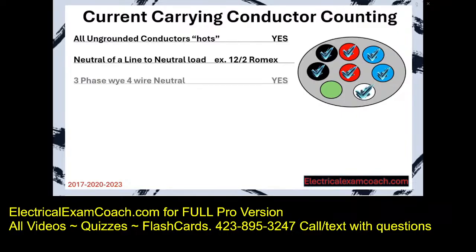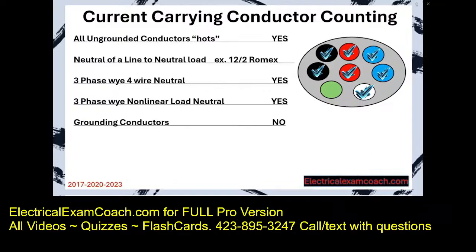Same thing with a 3-phase 4-wire neutral. We're not going to be dinking around trying to calculate the unbalanced load. We're just going to count it as a current carrying conductor. Then the 3-phase nonlinear neutral load. Nonlinear loads come from large fluorescent lighting or from large computer data centers. You're going to count its neutral as well. Grounding conductors, no, they do not count, and that's one of the easiest ones. You don't have to count those as a current carrying conductor.